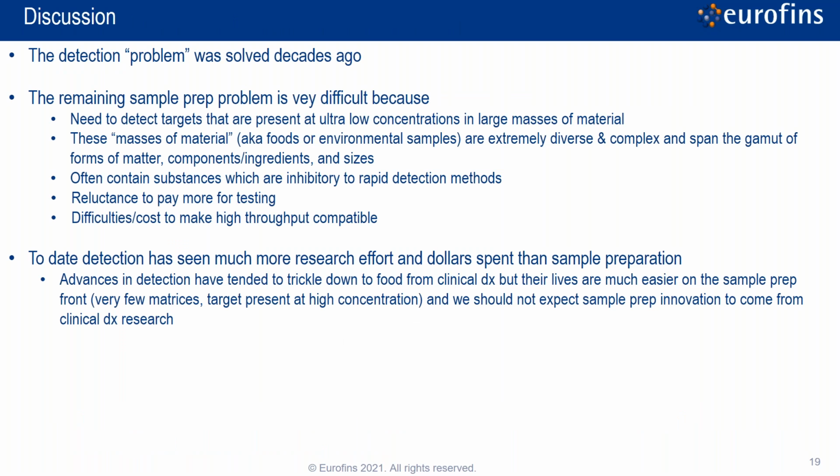Just a little bit of discussion around this. The detection problem, I believe, was solved decades ago. It's a sample prep problem that remains, and it's difficult. We have to find targets that are present at ultra low concentrations. Remember the needle in a haystack, in large masses of material. These masses of material are extremely diverse, spanning the gamut of forms of matter, from liquids to gels to solids. They often have substances which are inhibitory to rapid methods, and there's a great reluctance to pay more for testing. Some of these things make it hard to be high throughput compatible.